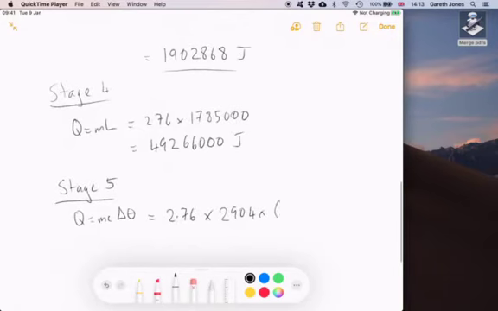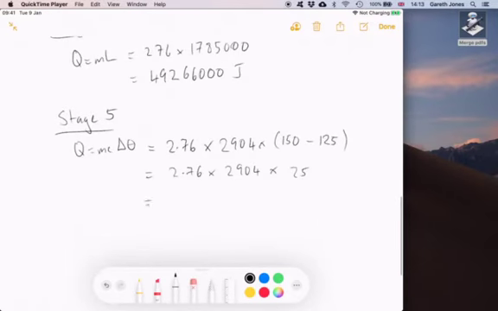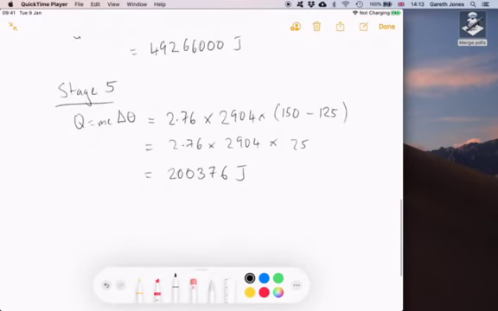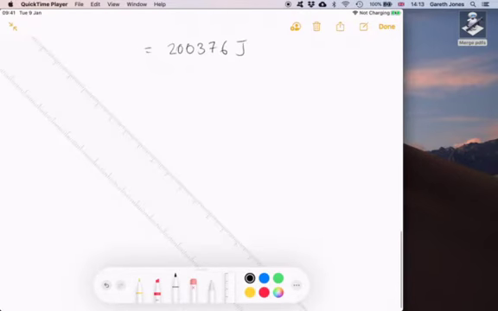And now the change in temperature, well, it's going to go up to 150, and it started at 125. So that's 2.76 times 2904 times 25. And my calculator gives me 200376. Now, what do we do with these numbers? Let's plot them on our graph here.